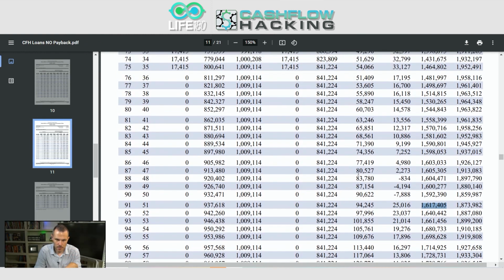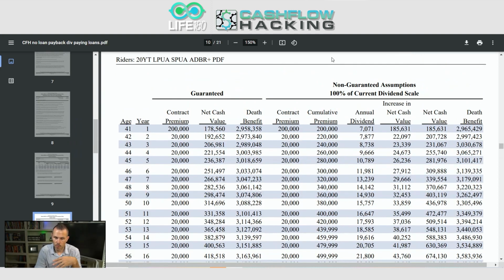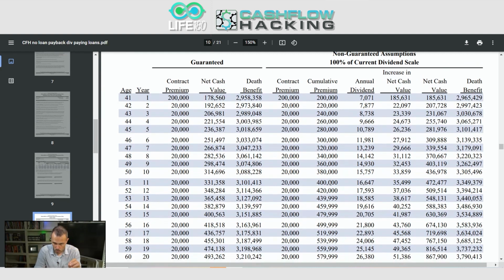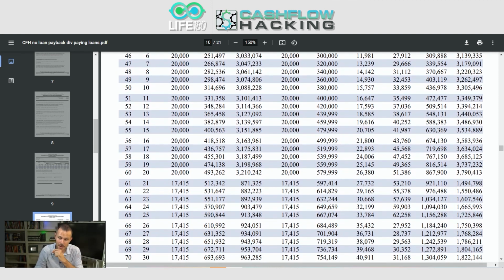I'm gonna go back to this one again. What we're doing here is we're not paying the loans back, but we're also utilizing the dividends to purchase more paid up additions. And so that's important to understand. So now this illustration is the same. You can see it's going to be exactly the same. I'm not going to have to spend as much time now because you understand the foundational components of it.